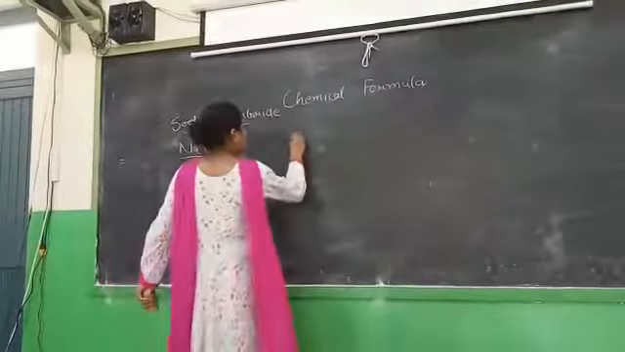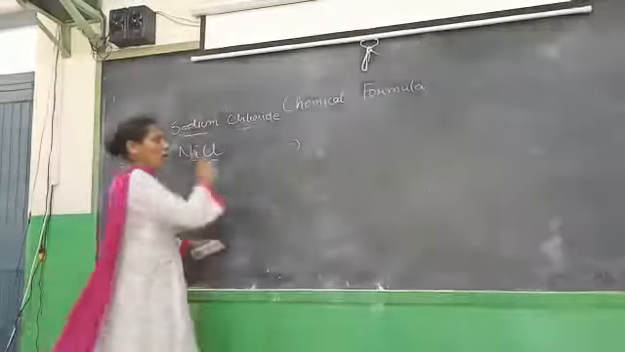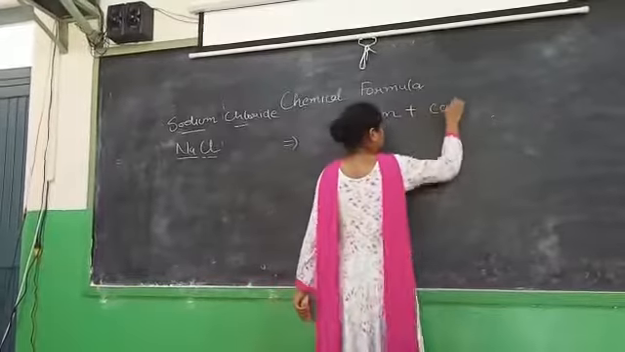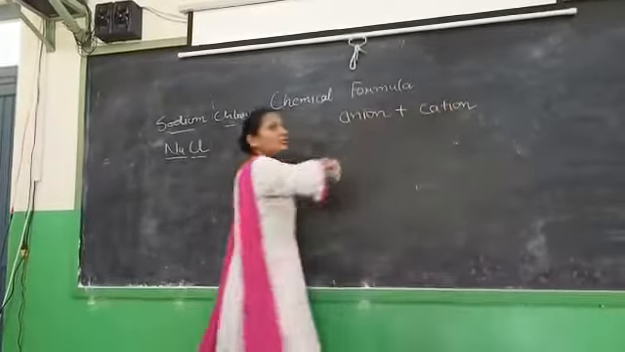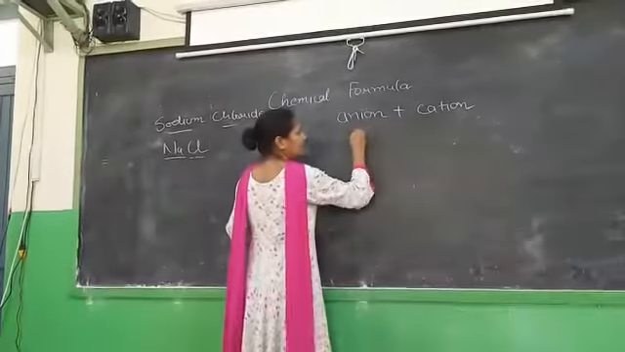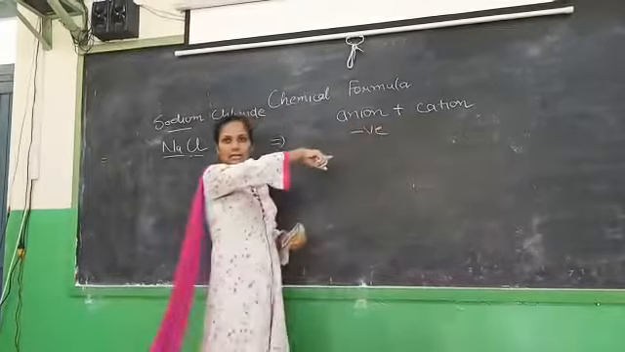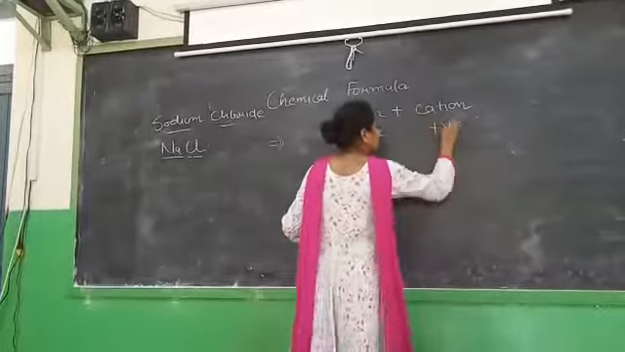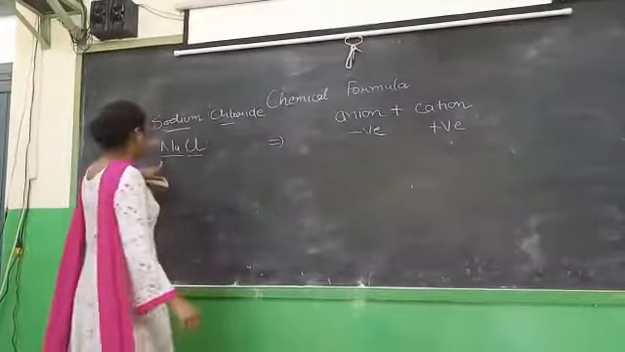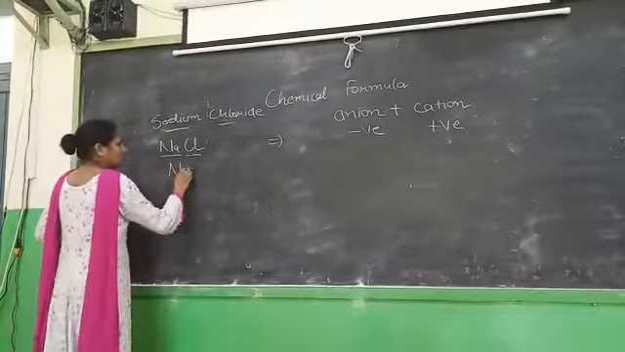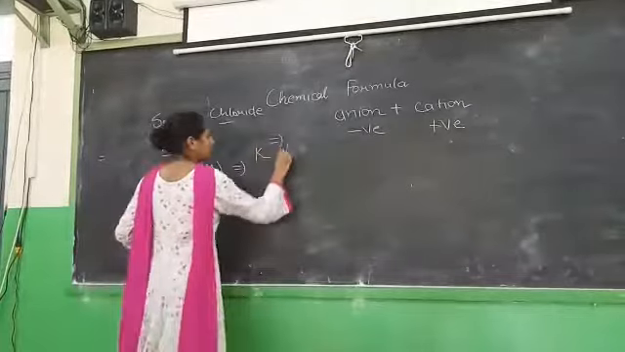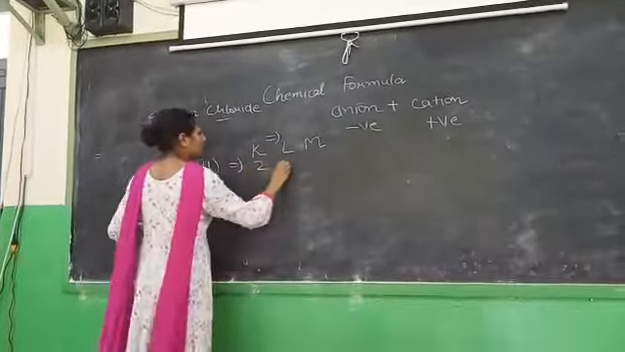First thing you should know is that an anion always combines with a cation, then only it leads to the formation of a compound. Now what are the anions? Any atom carrying a negative charge is called an anion, and atoms carrying a positive charge are known as cations. Now sodium, its atomic number is 11, so whenever I write its electronic configuration, it's 2, 8, 1.